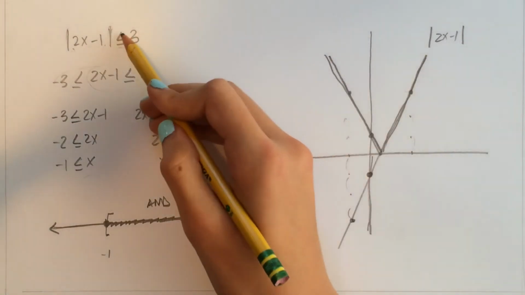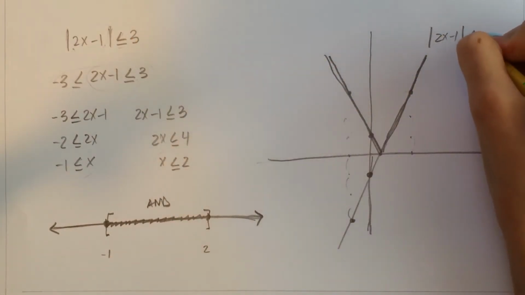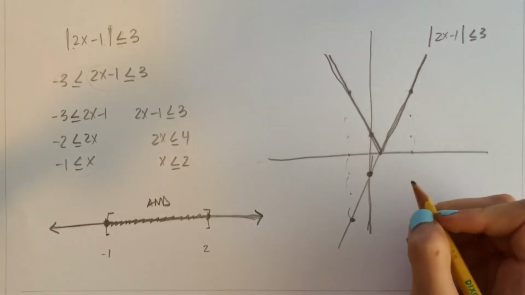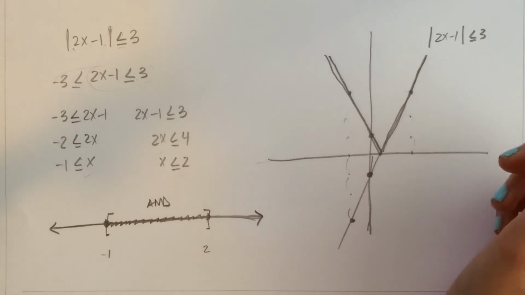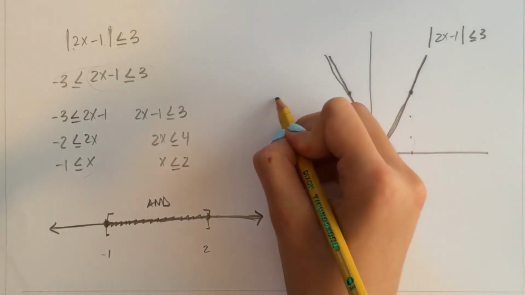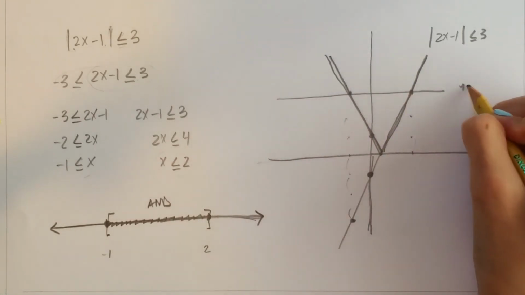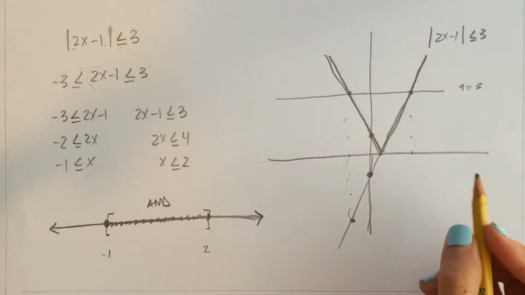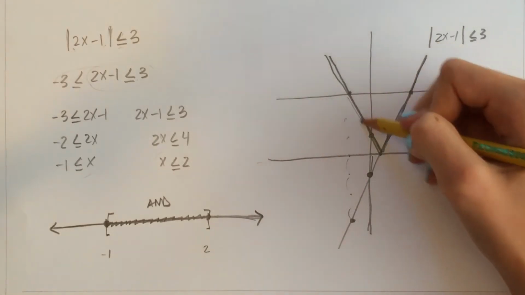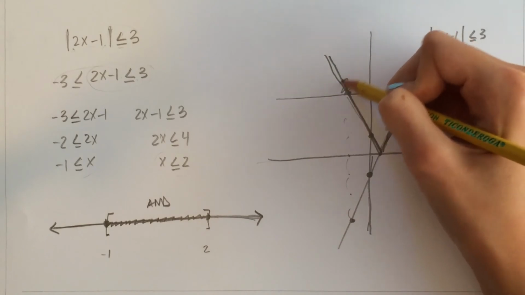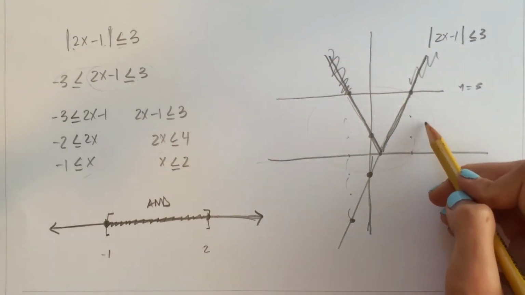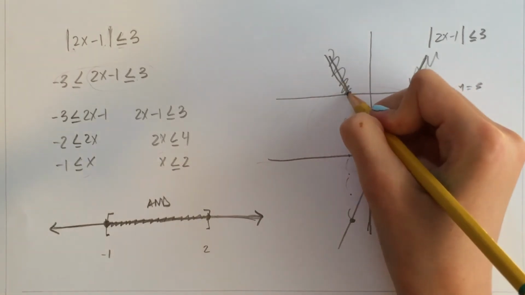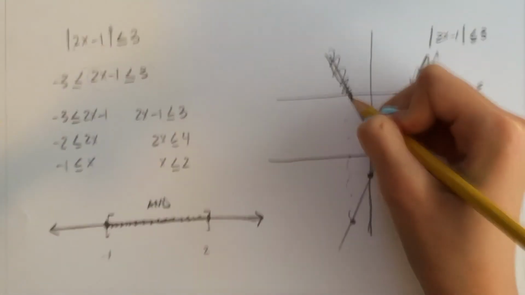Well, what about if we have the absolute value of 2x minus 1 smaller than or equal to 3? Well, now we have a restriction. It has to be smaller than or equal to 3. Here's our y equals 3 line. Anything up here is gone. This does not work. Everything down here will work, though, because it is smaller than 3. And also these points, because they are included in the equal sign.